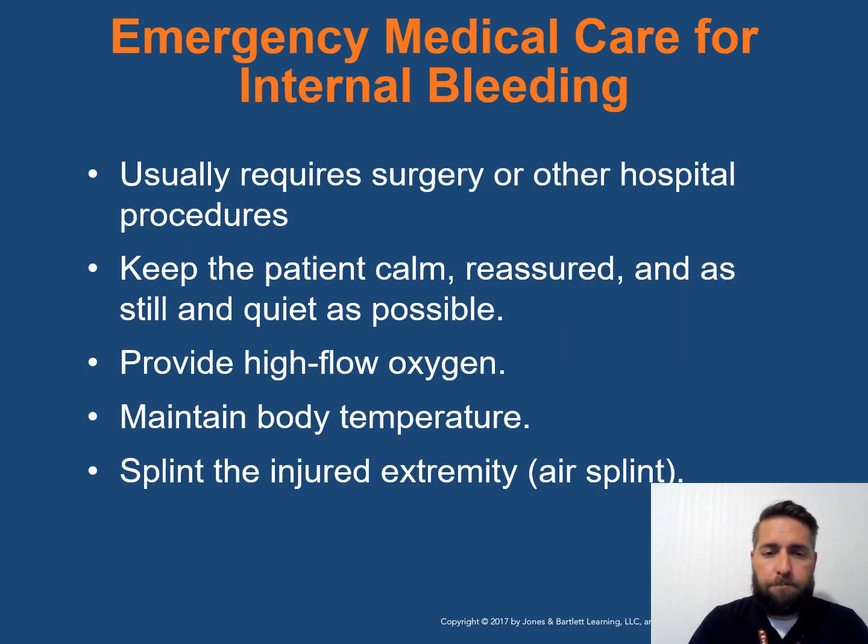Okay. I told you wrong. There's more slides. My bad. Okay. So we know that internal bleeding is something that we can't really do much with. However, we can try to reassure the patient to the best of our ability. Say, listen, we're taking the best care we can of you. We're going to give you some oxygen. We're going to maintain your body temperature, as it says there, by placing a blanket or a heated blanket over top of them. It says splint the injured extremity. If it is an extremity, of course, we're going to do that too.